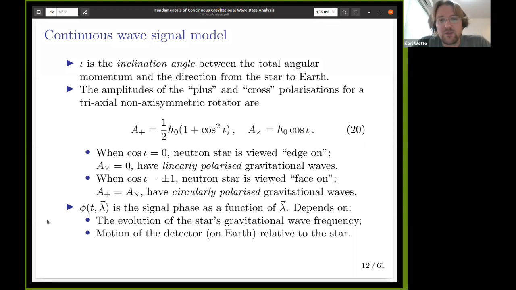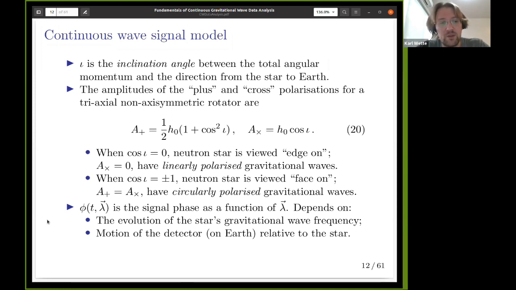And so given h naught and cos iota, we can write the two amplitudes of our cross and plus polarizations. Remember, these are specific to this triaxial non-axisymmetric rotator model, and they're given in equation 20. For different models, for example for a freely precessing system, those expressions in equation 20 will be different. So these only work for this particular model. Again, these are the ones that are most commonly used in the field.